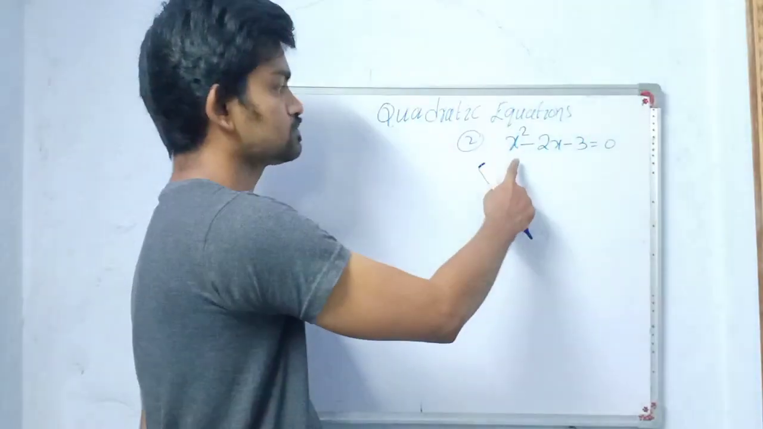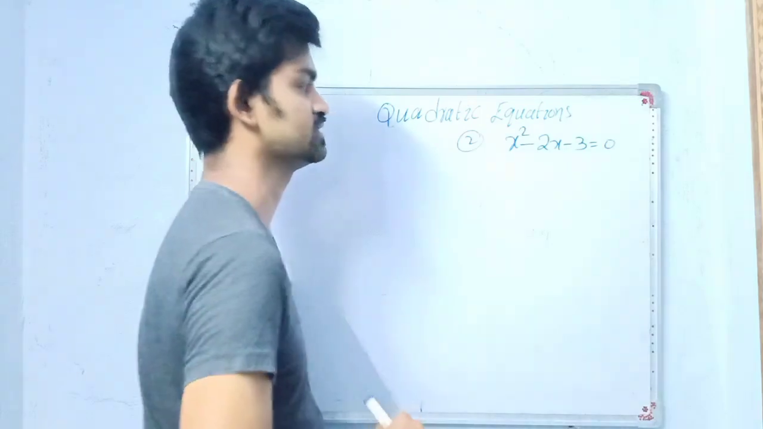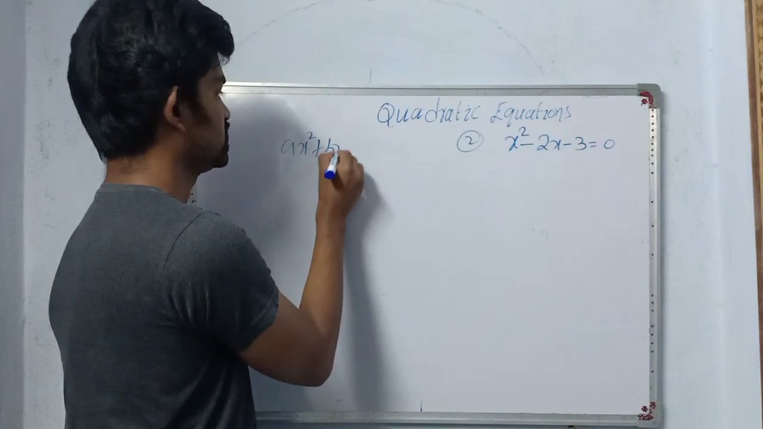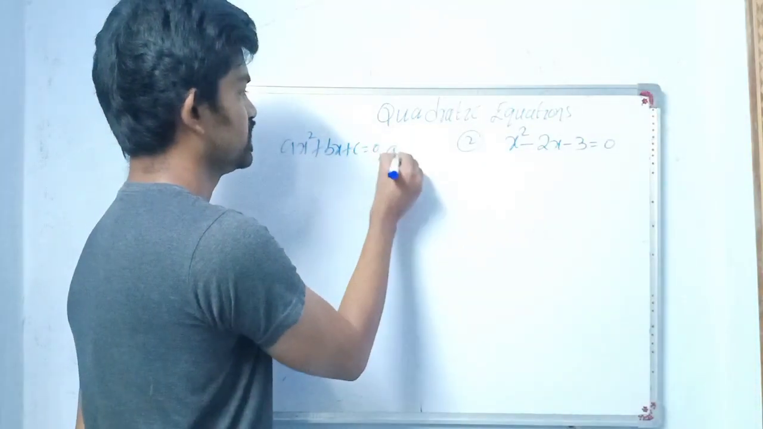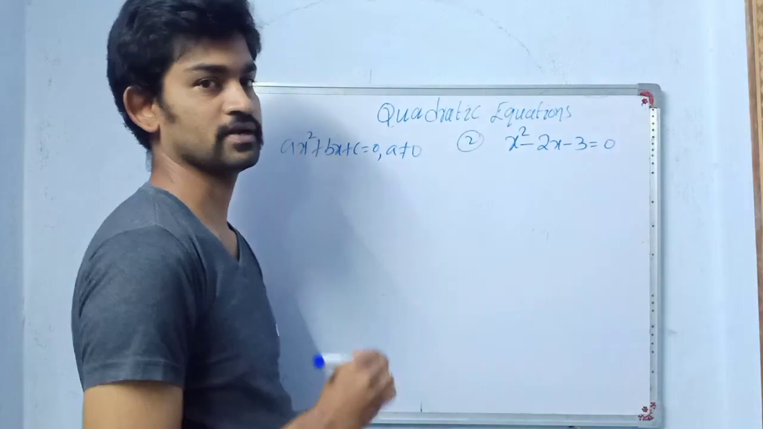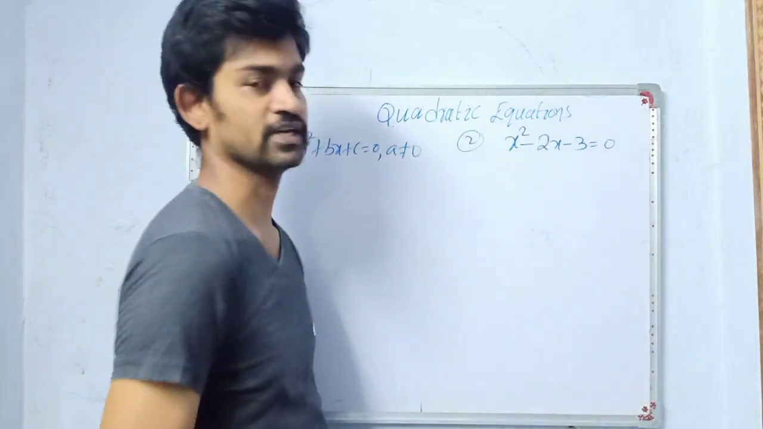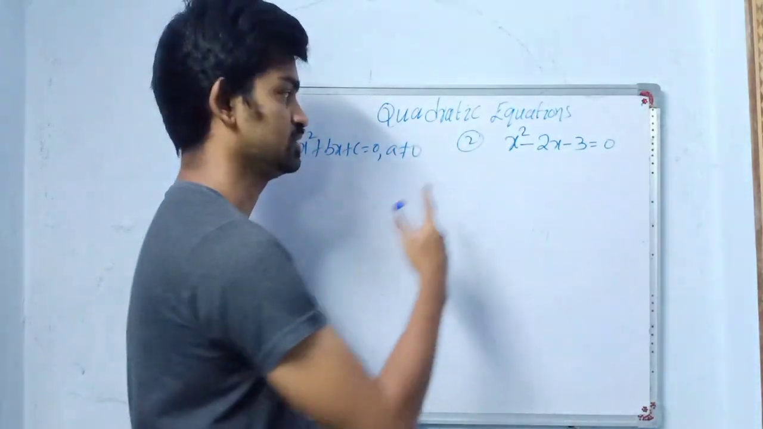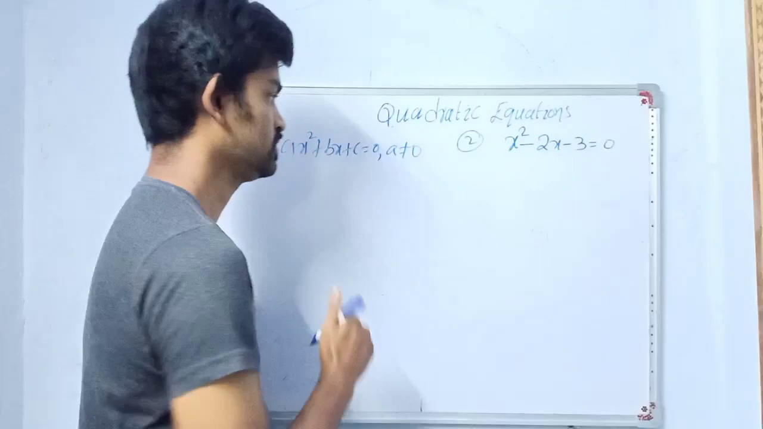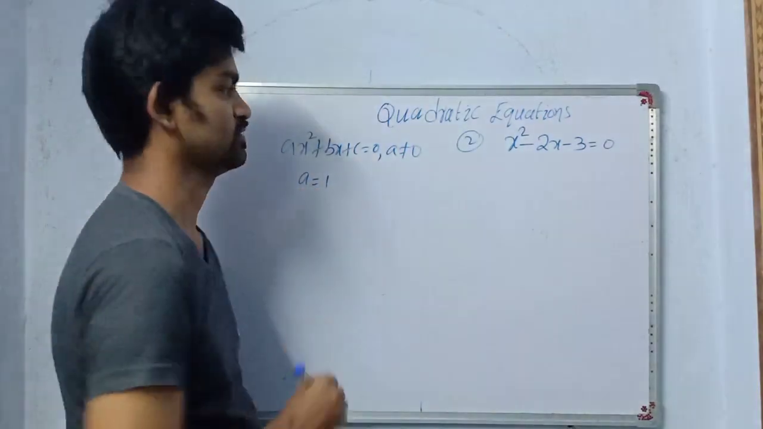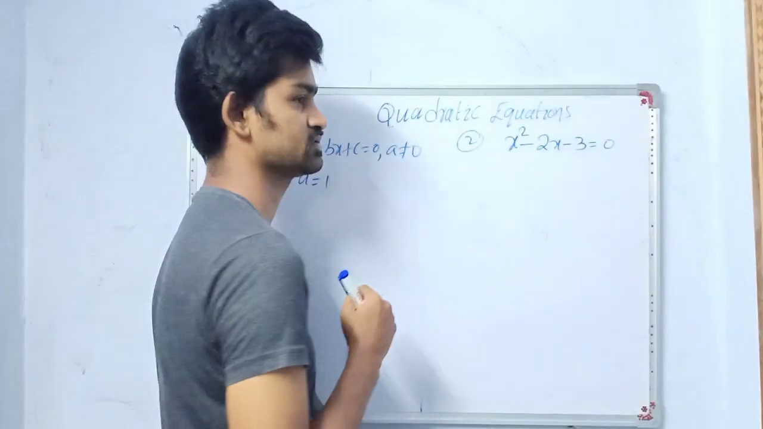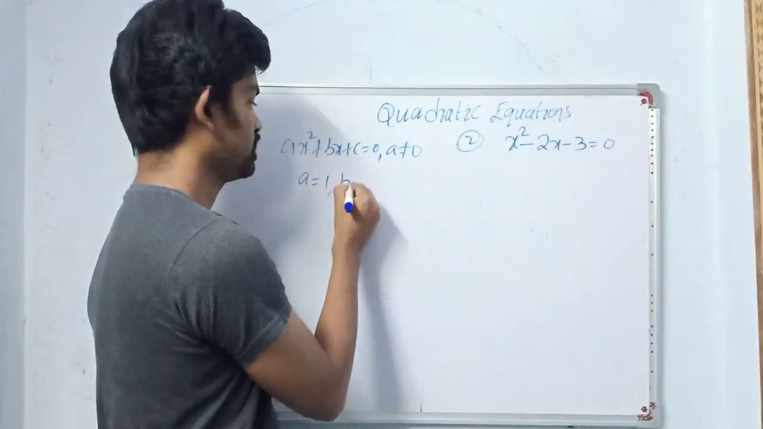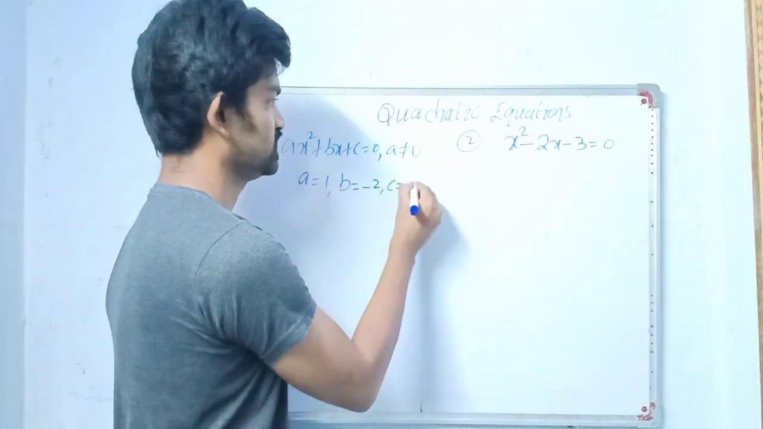Now the second question is x square minus 2x minus 3 is equals to 0. Again I will write my standard form, that is ax square plus bx plus c is equals to 0, where a not equals to 0. Just compare now. See here, this is a monic quadratic equation. No coefficient is visible here, x square only is there. So it means its coefficient is 1. If you don't have any coefficient in front of x square, value is 1. So a value is 1. B is minus 2 and C is minus 3.